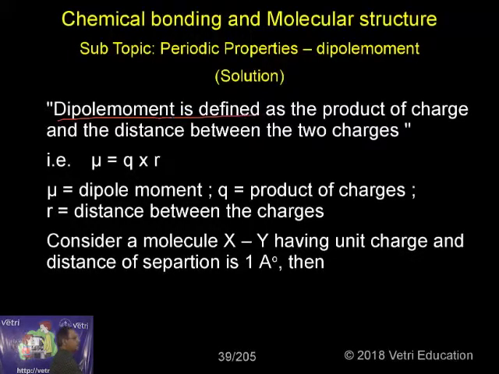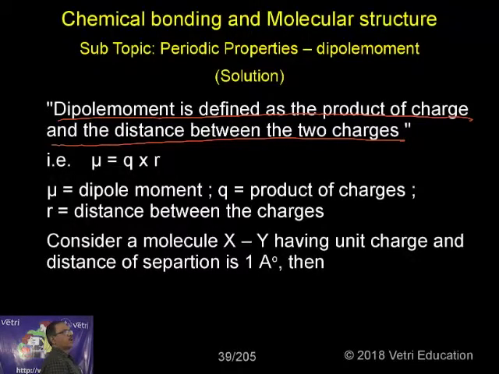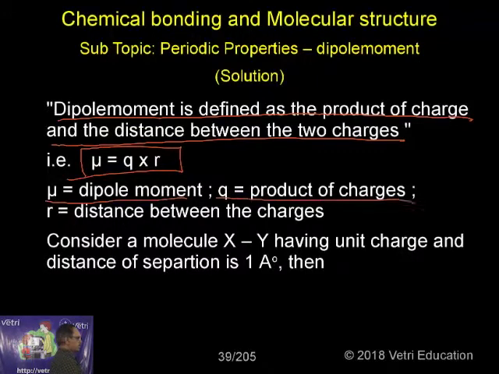Dipole moment is defined as the product of charge and the distance between the two charges. Suppose sodium chloride, with charges plus 1 and minus 1, the product of charges is 1 into 1. The symbol is mu equal to Q into R, where Q is the product of charges and R is the distance between the two ions.